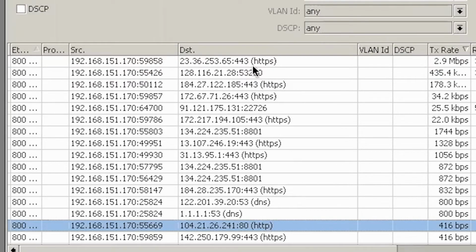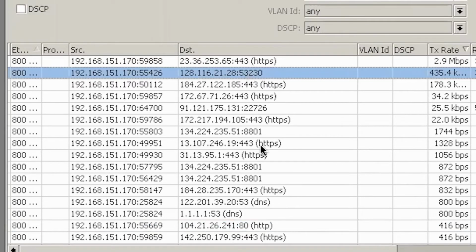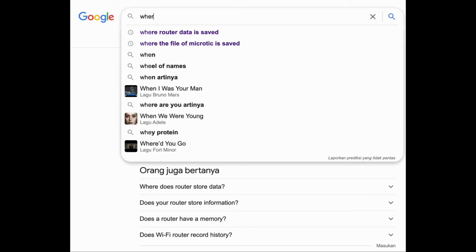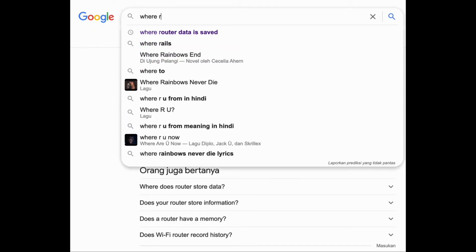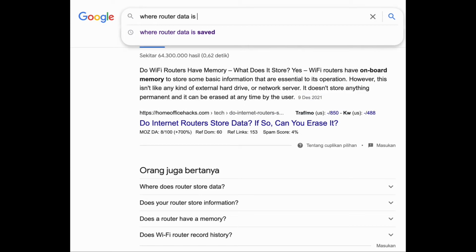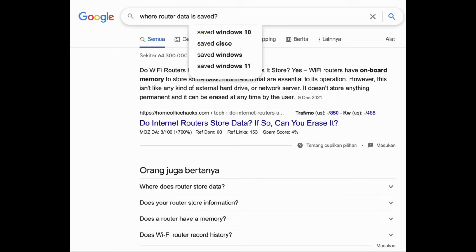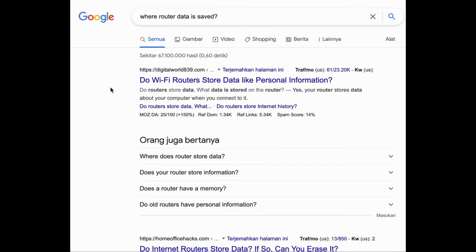To answer the curiosity, I tried to open Google, because I'm also not very sure, so I tried it by myself. I opened Google and typed here: where is router data saved? So the question is, is that actually something a router can do? Because if your router is a potato that comes from 10 or even 20 years ago, is it possible to save? The answer is yes. Why?